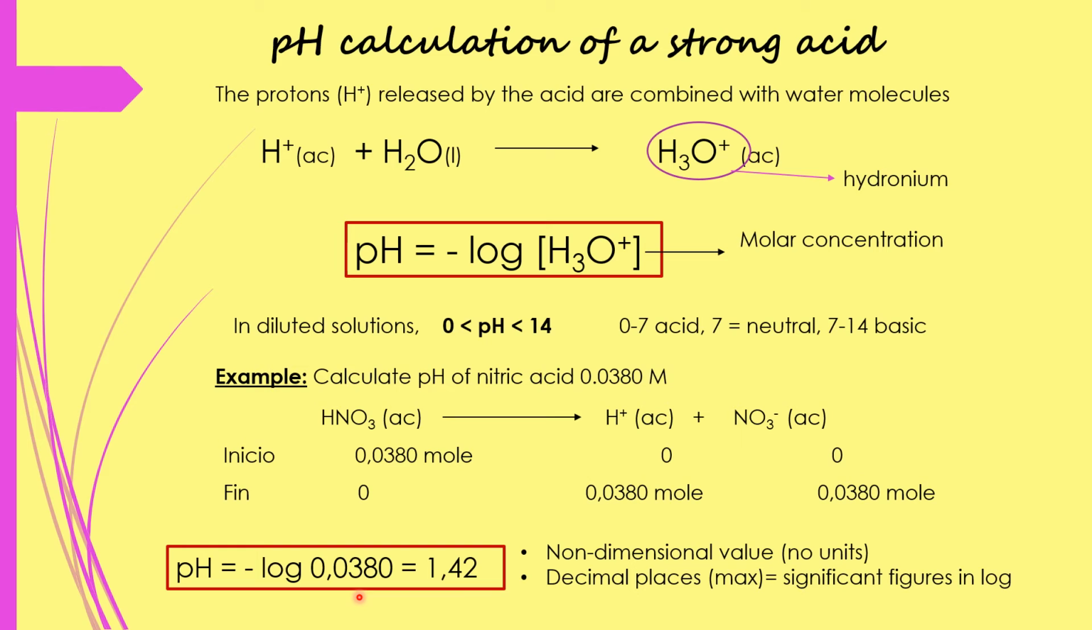Alright, remember that pH is a non-dimensional value. There's no units for pH, it's always just the number. And the number of decimal places in the pH value should be equal to the significant figures in the logarithm. In this case, there are 1, 2, 3 significant figures, it could be a third decimal place in here. I just chose to cut off at the second because that's enough to inform a pH. 2 decimals, it's okay.